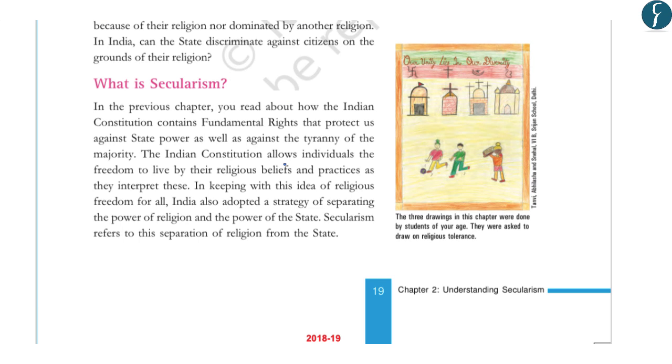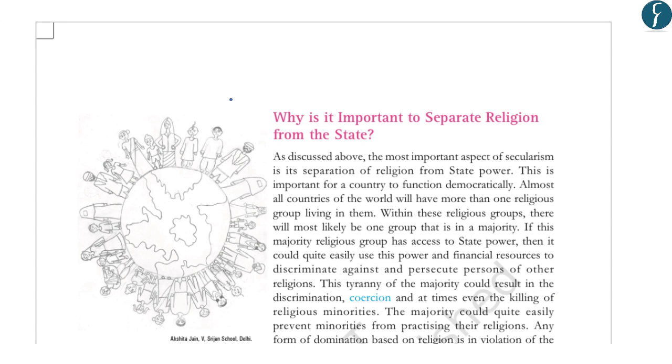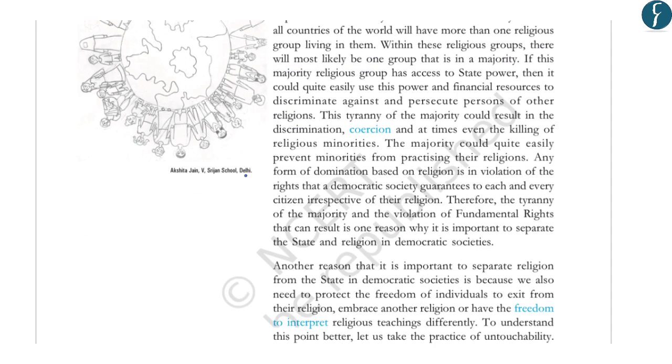So simply, what is meant by the term secularism? This chapter explains that secularism refers to the separation of religion from the state. Now let us understand why it is important to separate the religion from the state. Here you should note that in any country, there are people from different religions living together. However, in any country, one religious group is always in majority.